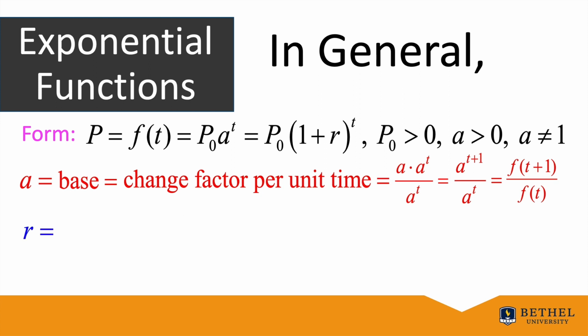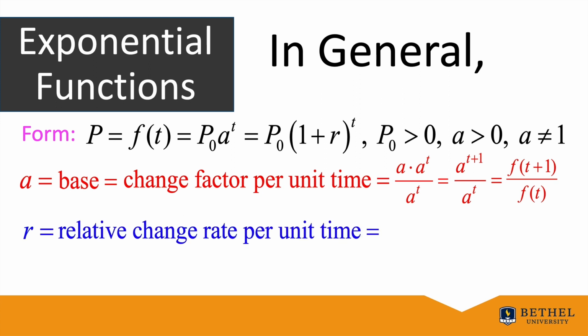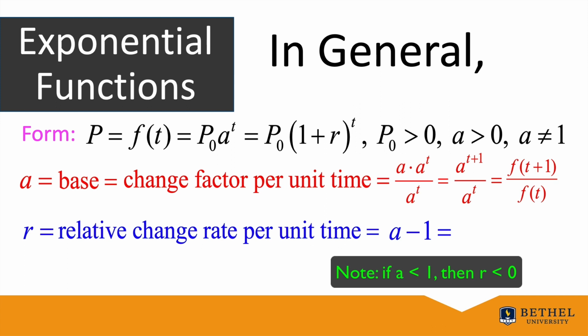The letter r represents the relative or percent change rate per unit time. Since a equals 1 plus r, that means r equals a minus 1. Think about our examples. For the doubling case, when a is 2, r is 1 or 100%. For the tripling case, when a is 3, r is 2 or 200%. If, for example, a is 1.1, that corresponds to r equaling 0.1 or 10% relative rate of growth.